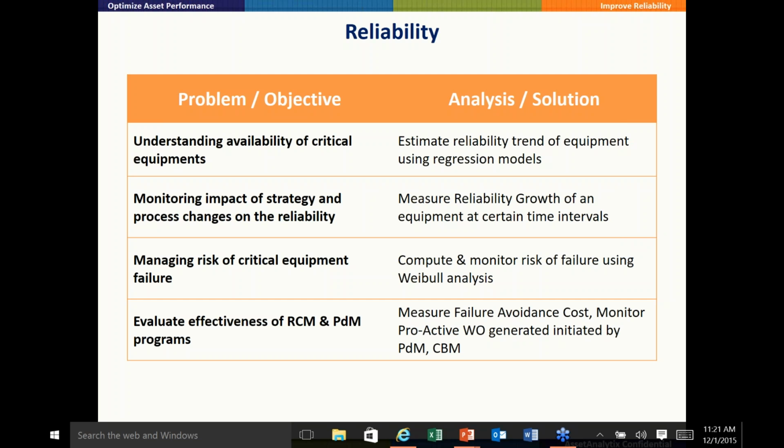A lot of organizations, especially from a condition-based monitoring point of view, will go out there and do oil analysis, vibration analysis, infrared or whatever kind of analysis. But how do they know that that program is having a direct impact on the reliability program?